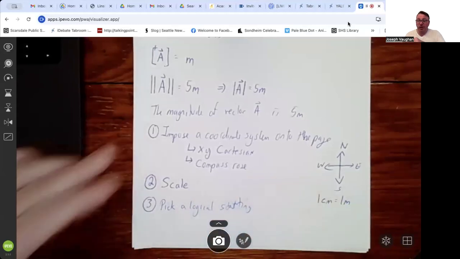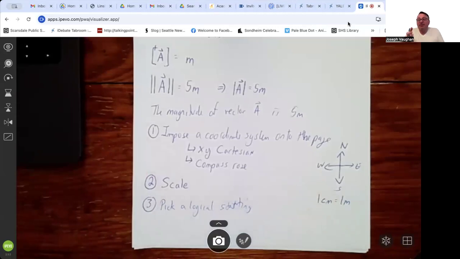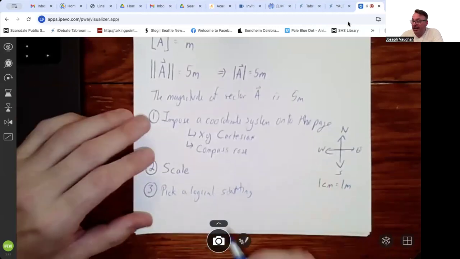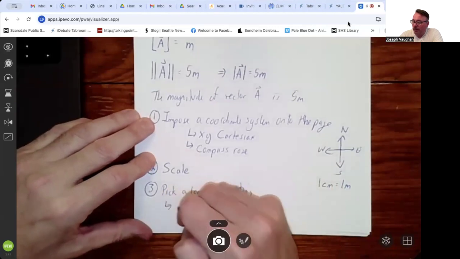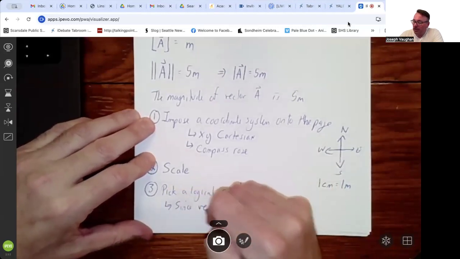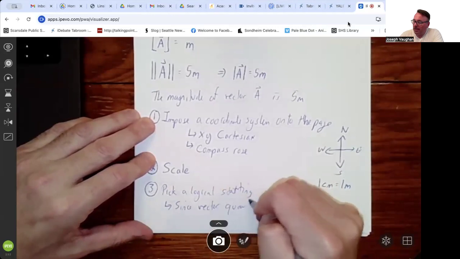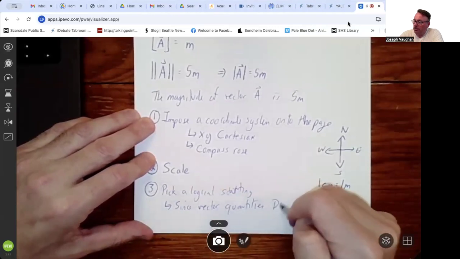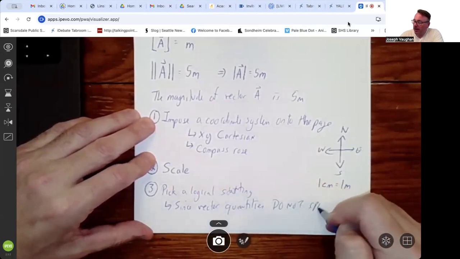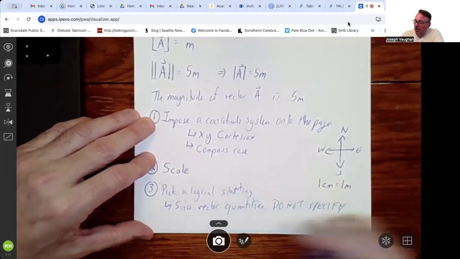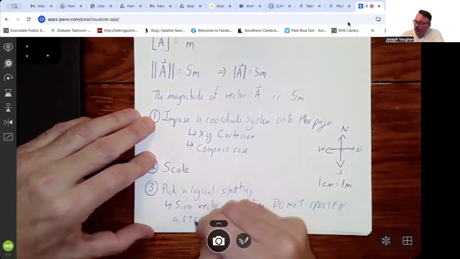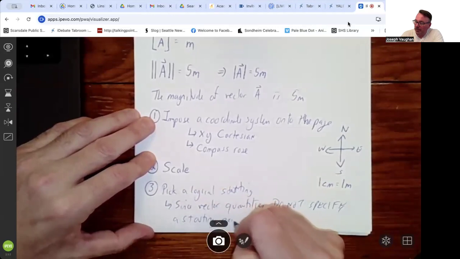And that logical starting point can be any point, since the vector does not specify its starting point. And I'm going to write that down. Since vector quantities do not specify a starting point, we're going to make use of that later.